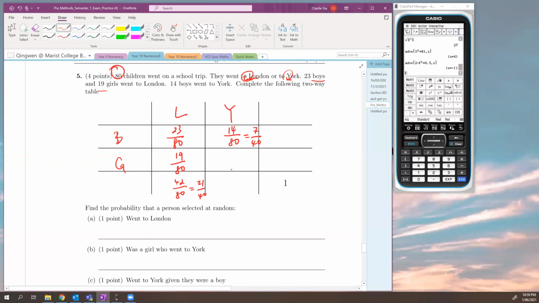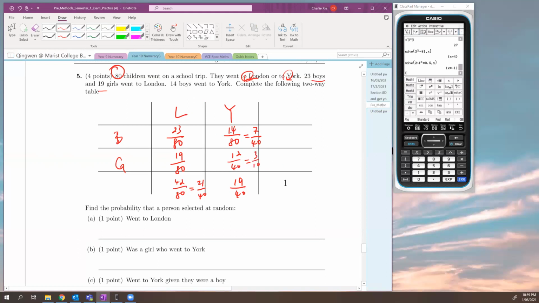Yeah, 42. And then that's 1. Therefore, 1 take away 21 out of 40, which is 19 out of 40. And this is 7, so 12 out of 40 for this one. The sum of these two numbers has to be 19 over 40. This could be simplified, divided by 4, 3 over 10.